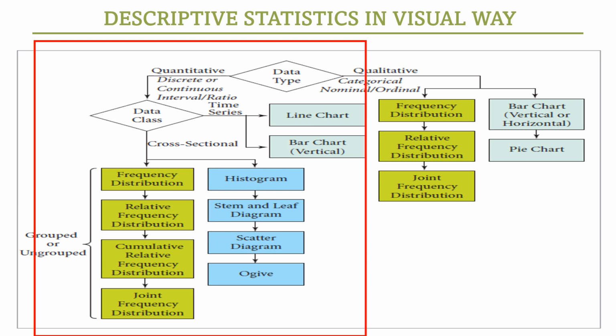If you still remember, the data structure for quantitative can be cross-sectional and time series. Suitable visualization to summarize the descriptive statistics on time series data is line graph, while suitable visualization to summarize the descriptive statistics on cross-sectional data is tables, including frequency distribution table, relative frequency distribution table, cumulative relative frequency distribution table, and joint frequency distribution table.